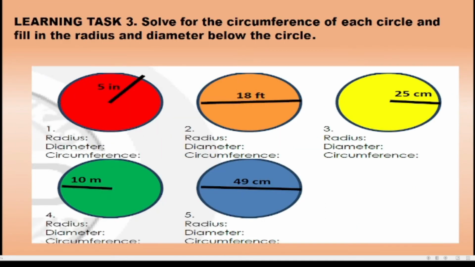For our learning task number 3, solve the circumference of each circle and fill in the radius and diameter below the circle. What you're going to do is to give the radius, diameter, and you may solve for the circumference. We have 1, 2, 3, 4, and 5 numbers.